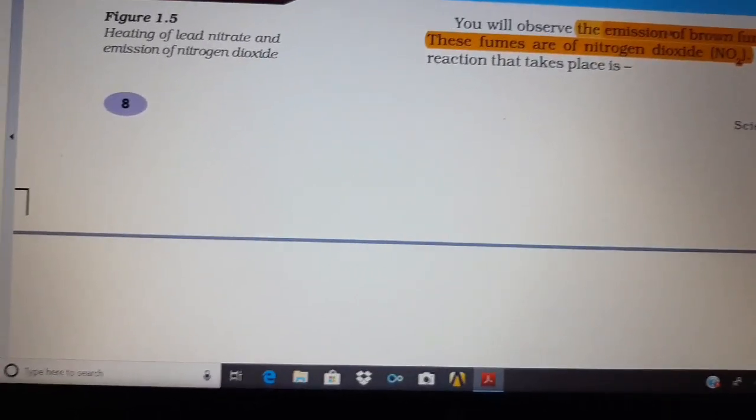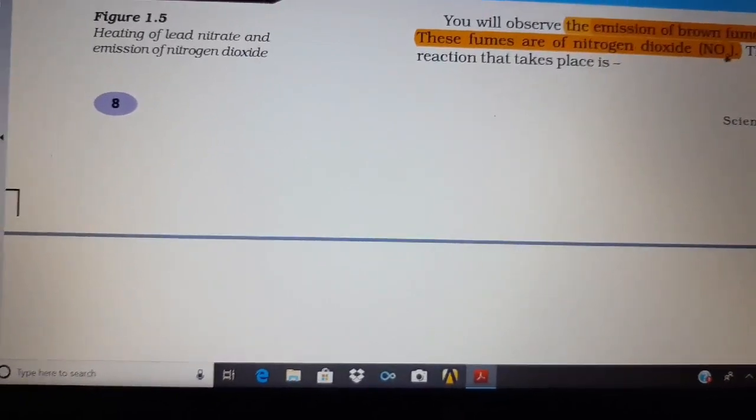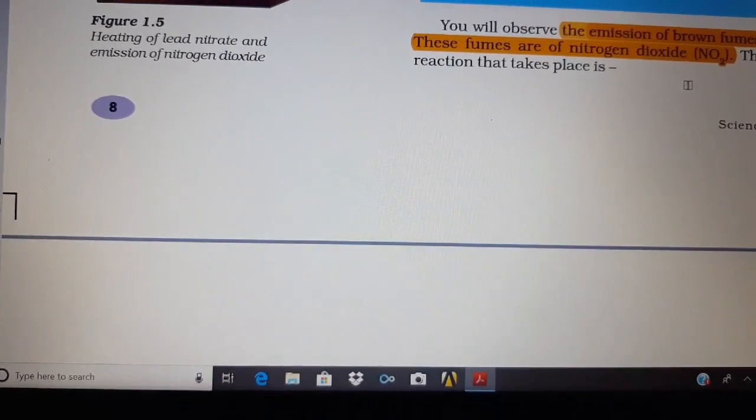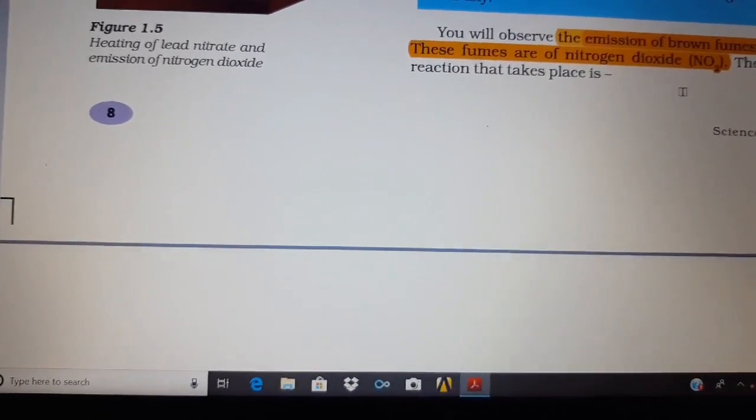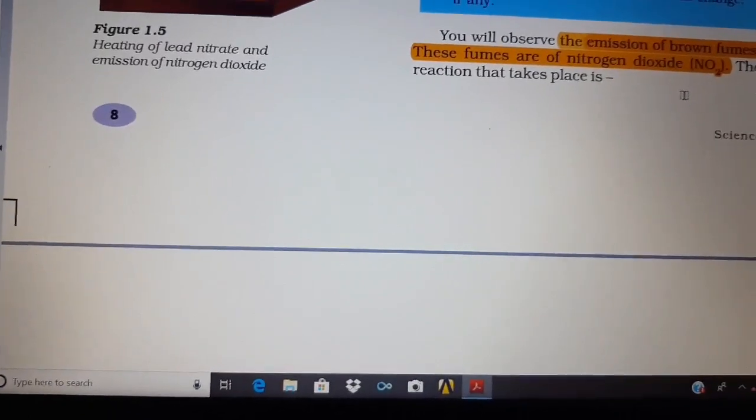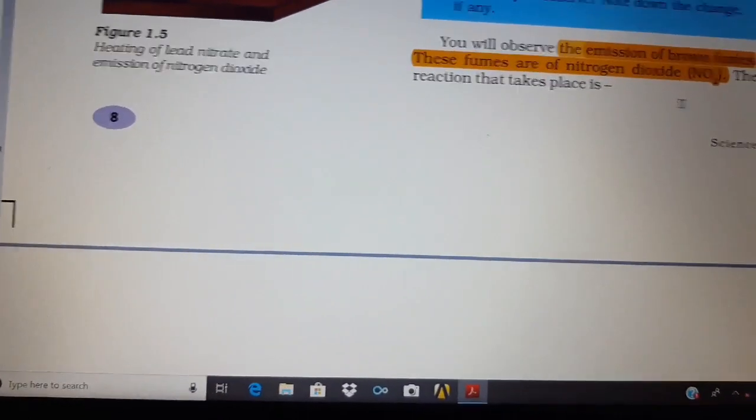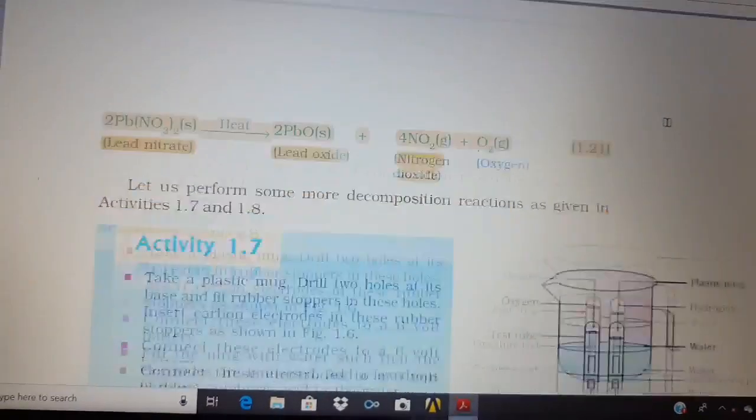For example, here this emission of brown fumes, he will tell you that a compound is being taken and on strongly heating, a brown colored gas is being released. So you have to answer what that brown colored gas is. If you know that the brown color is associated with nitrogen dioxide, then simply you can answer that the gas involved is nitrogen dioxide.